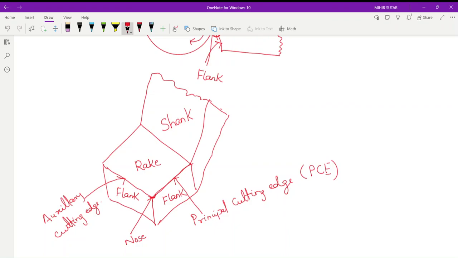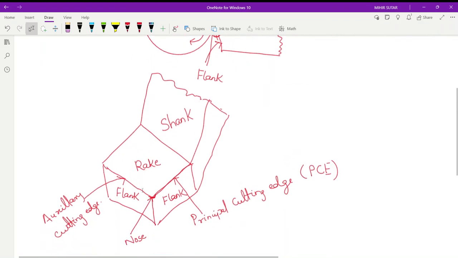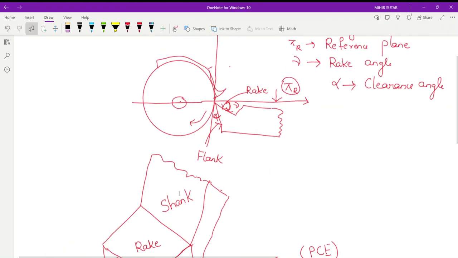Now, in the previous figure, you can see that in this way the tool is constructed. In the case of a tool, you can have inserts also. You can place one here and carry out the cutting operation.